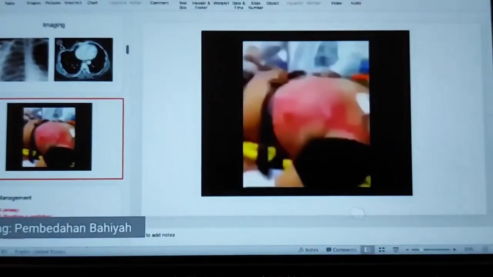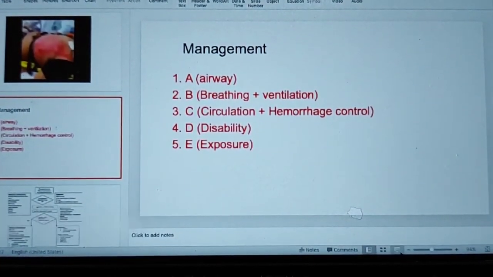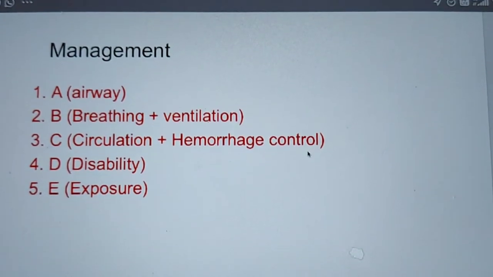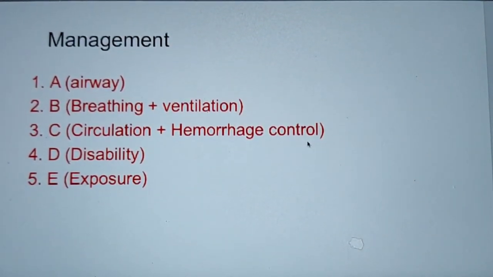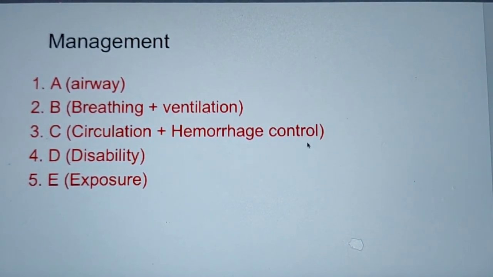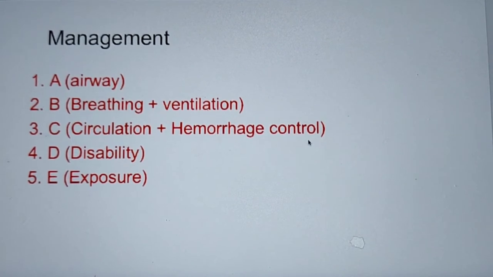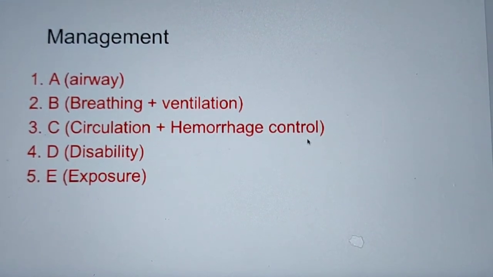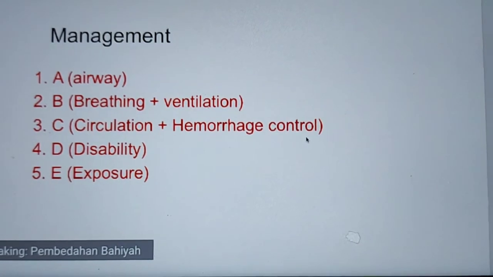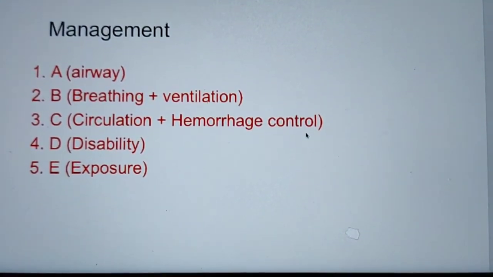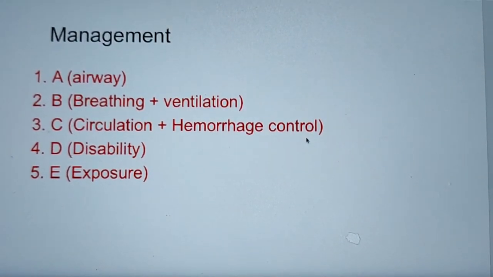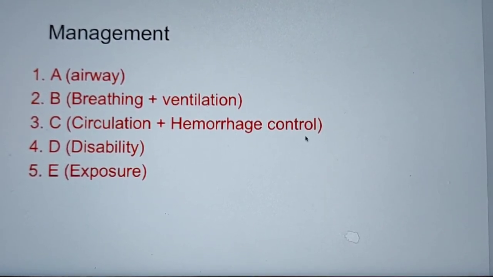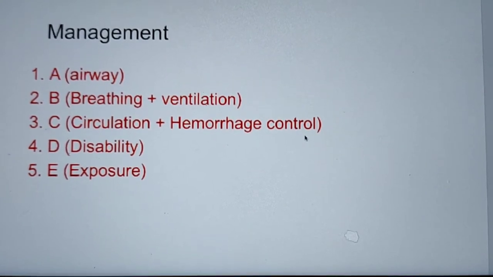We continue to the management. Usually, the rib fracture follows trauma. So, basic trauma management will be A, B, C, D, E. We make sure the patient's airway is patent. If the patient needs intubation, then we prepare everything. And then for breathing, we evaluate in case of impending cardiorespiratory failure. If the patient has pneumothorax or hemothorax, cardiac tamponade, and then we do the chest tube insertion.